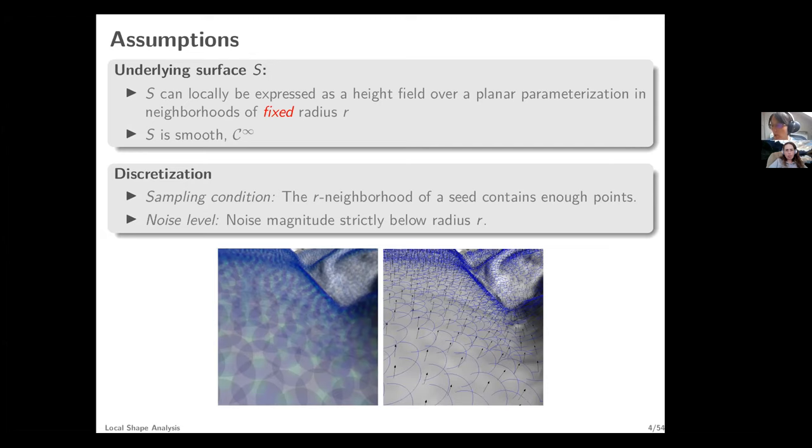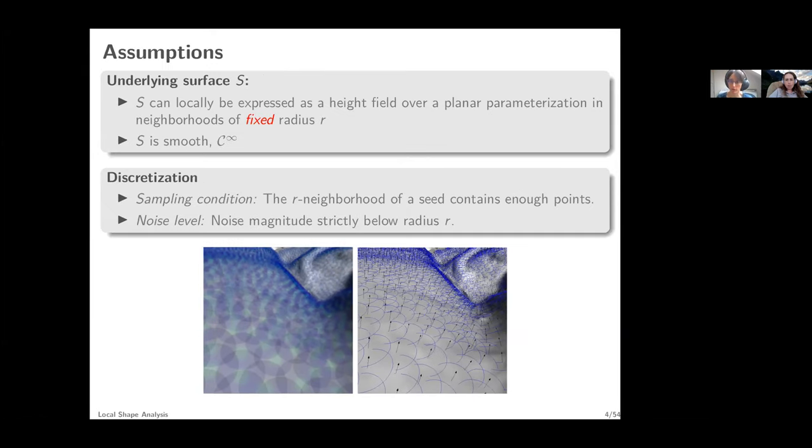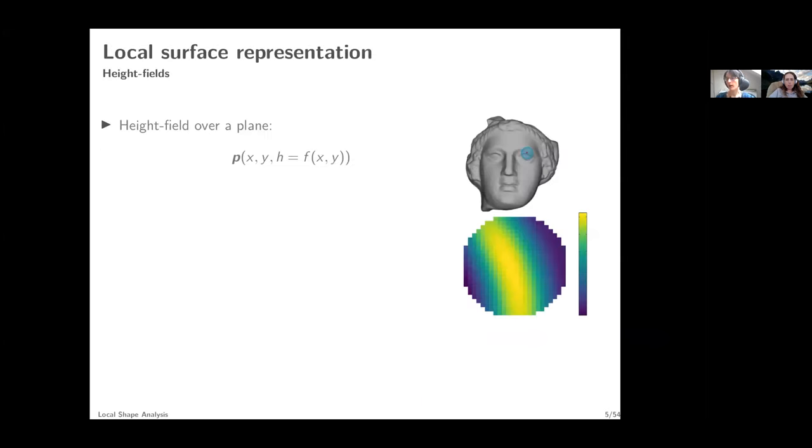Then we have some conditions on the discretization. For example, a sampling condition, which states that inside the R neighborhood, we need to have enough points. And we need a noise level lower than the neighborhoods we're going to consider, because otherwise we don't have a surface at all. We'll also have an isotropic point distribution.